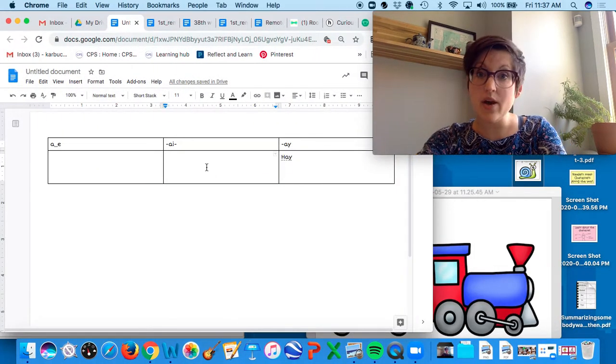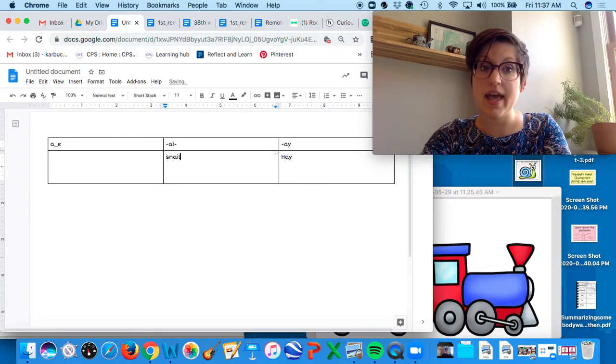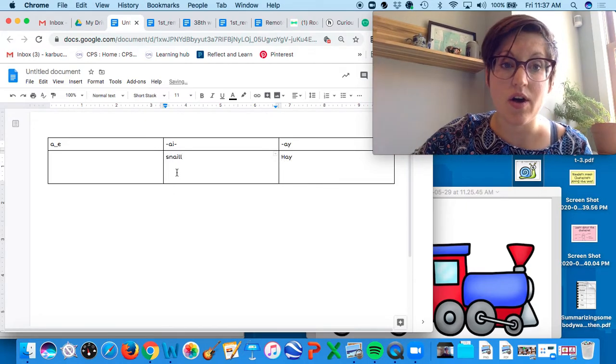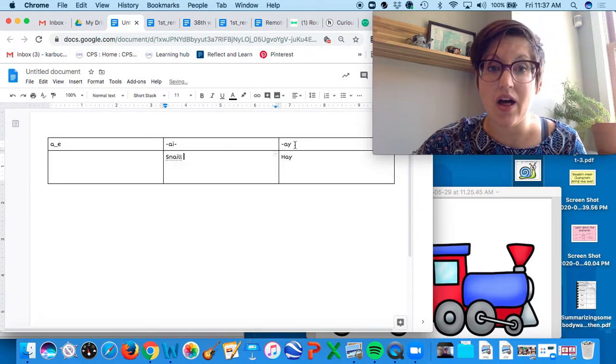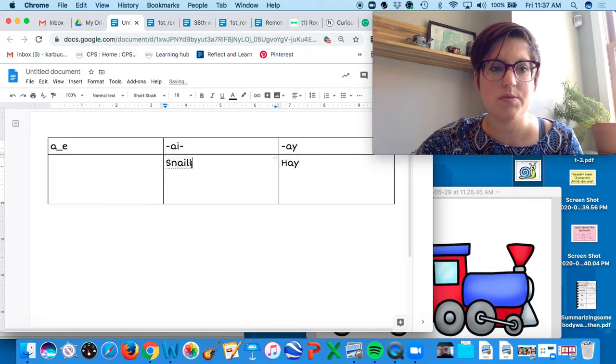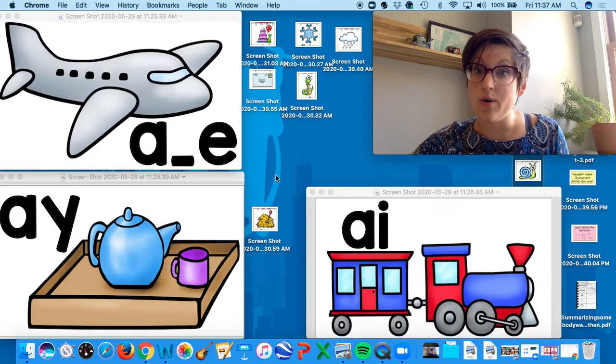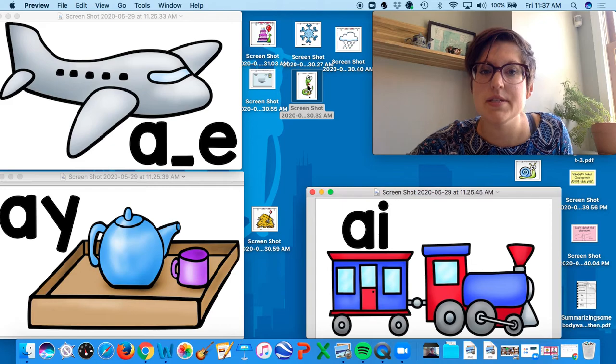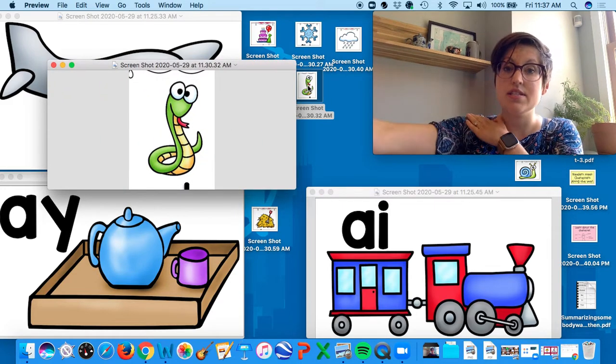So snail would be S-n-a-i-l. So I can even make these a little bit bigger for you so you can see a little bit clearer. Oops, I put double L. There we go. Snail.